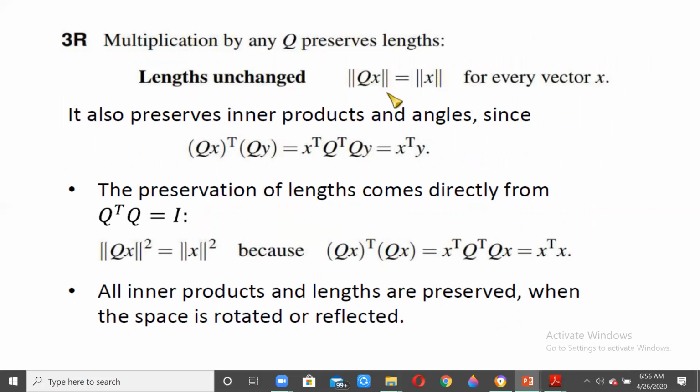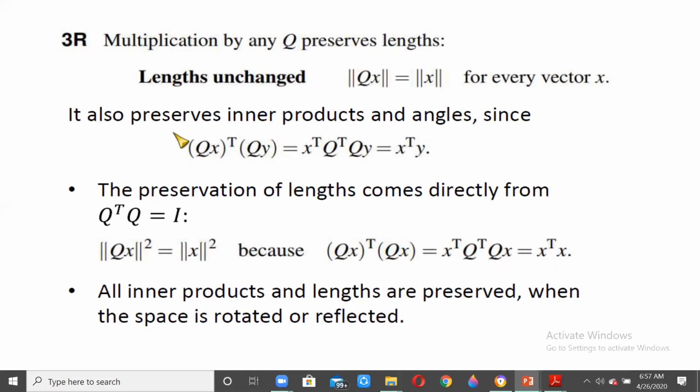The norm of Qx is equal to the norm of x, and this can always be proved by considering that the norm of Qx squared is equal to the norm of x squared. This is nothing but (Qx) transpose Qx, and that is equal to x transpose Q transpose Qx. Because of this, Q transpose Q, we know very well, is equal to I, the identity matrix. Hence, we'll get x transpose x, and that is nothing but the mod of x square.